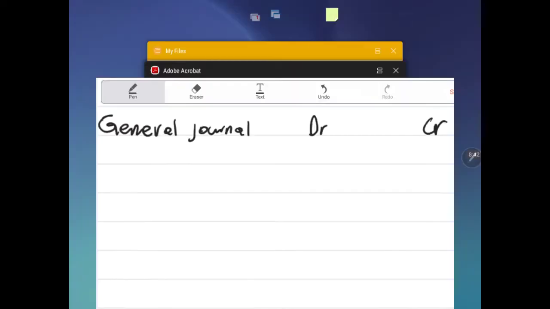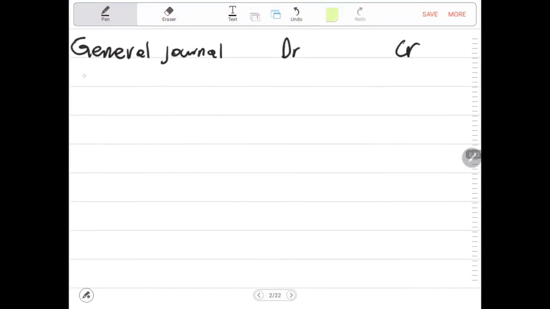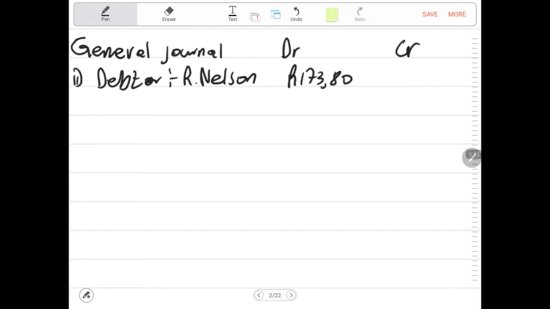We said we sold inventory on credit to customer R. Nelson worth 173 rand 80 cents. So now we say 173.80. We have to debit this customer. This date is on the 11th. We have to debit debtors control or debtor R. Nelson, because this debtor is increasing by the amount that he bought inventory from us. It is 173 rand 80 cents, and this amount includes VAT. Take note of that. VAT is already included on this credit sale.